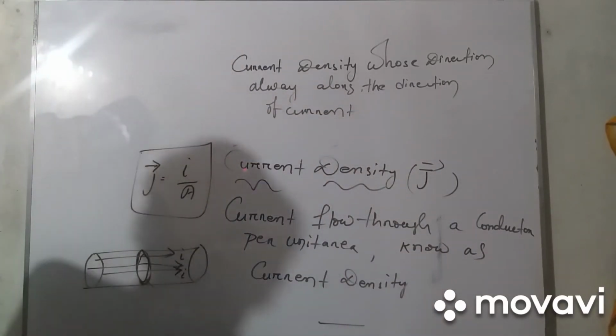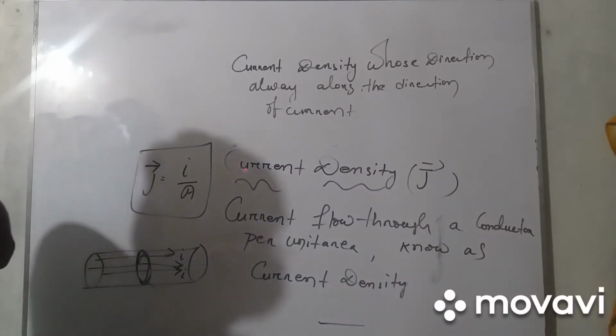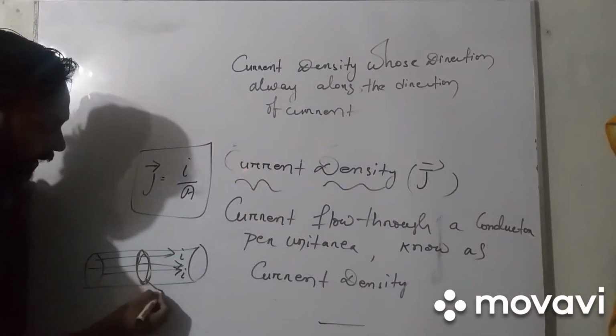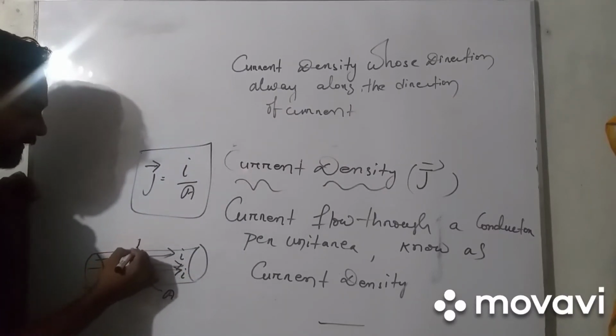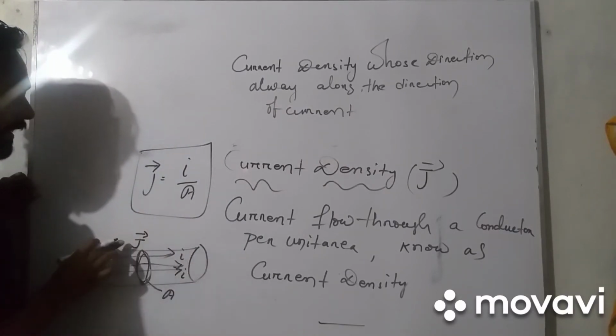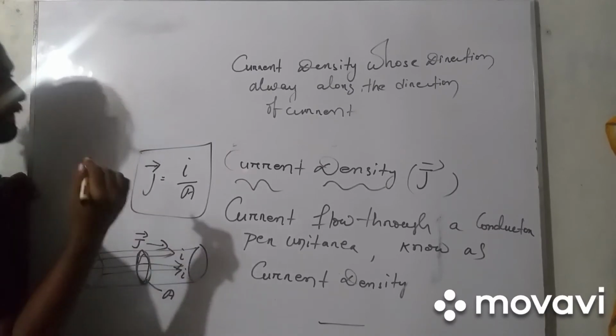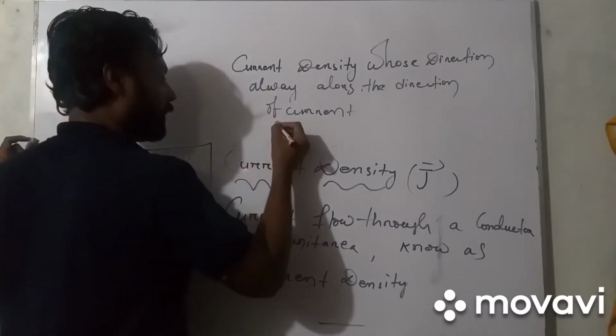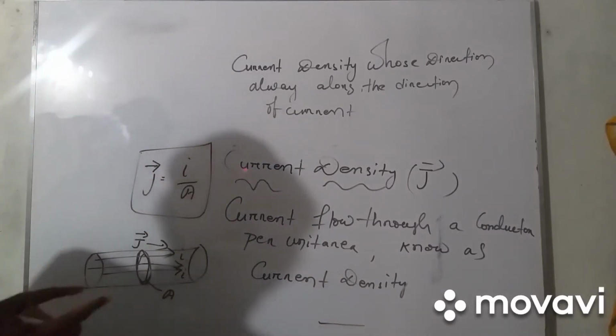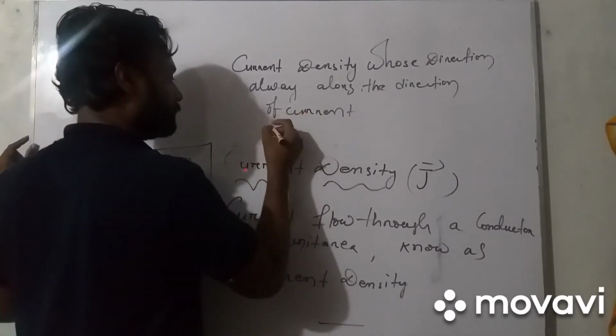Okay, so that means what? Suppose this is the area and this is the current. That means the direction of current density is along the direction of current. So here, current density is always perpendicular to the area.